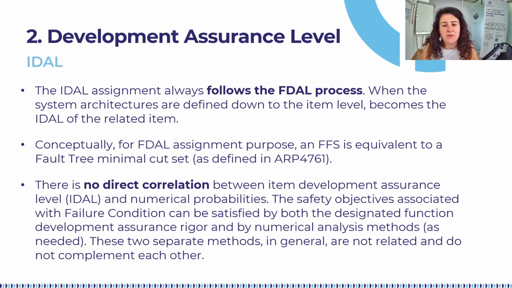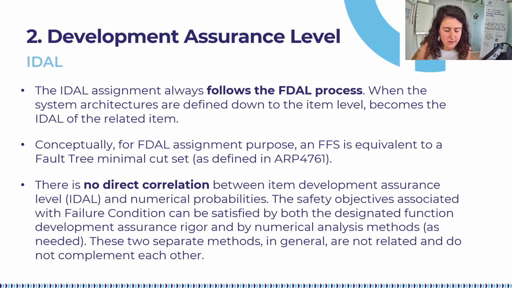Then that we have assigned the FDAL to the failure conditions, we go to the IDAL. For the IDAL, we need to know more things. It's a little bit more tricky. So first, the process is the same. To assign an IDAL is the same as to assign an FDAL, but you need to go, instead of functions, to items. That's the point. That's it. Then, from now I will say that the functional failure set is equivalent to the fault tree minimal cut set. So I will speak of minimal cut set because in the fault trees we get the minimal cut set.